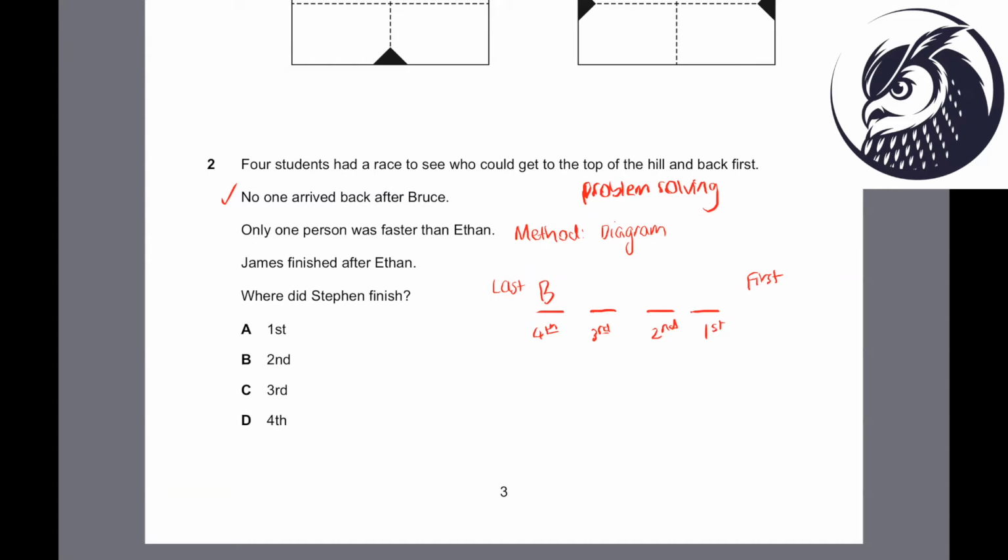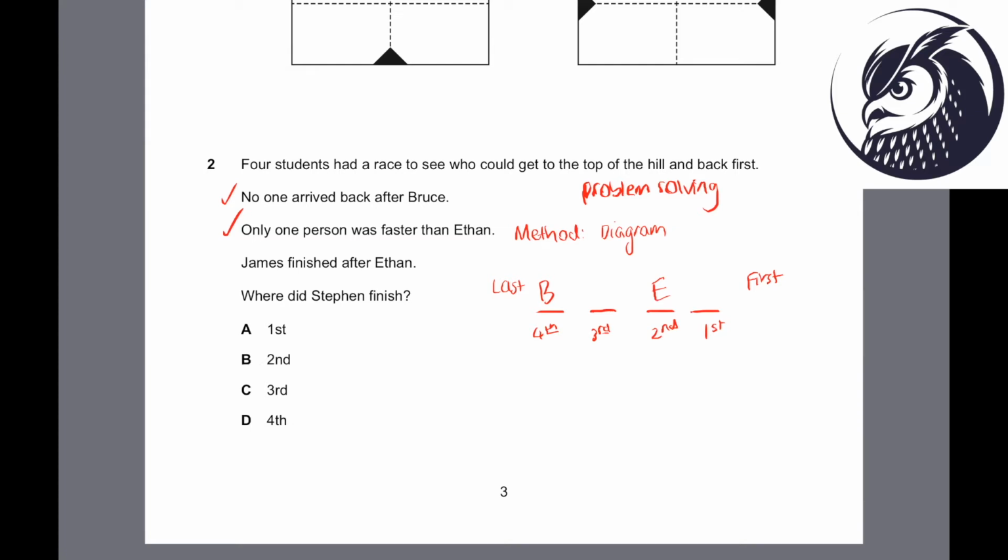Now let's look at the second condition that's given. It says only one person was faster than Ethan. So if you think about it, if only one person is faster than you, you must have therefore come second. And that's what Ethan was. So we're going to write a big E for Ethan in this second position. And we're also going to tick that condition off because we've used it in our diagram. And that brings us to our third condition.